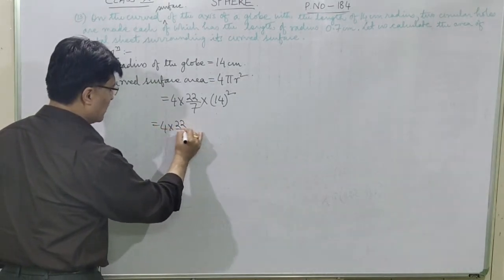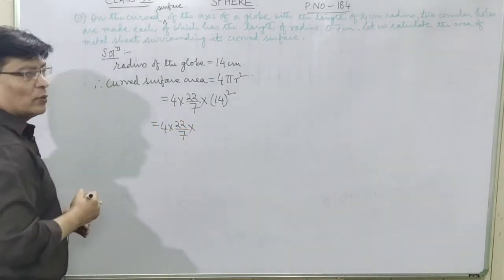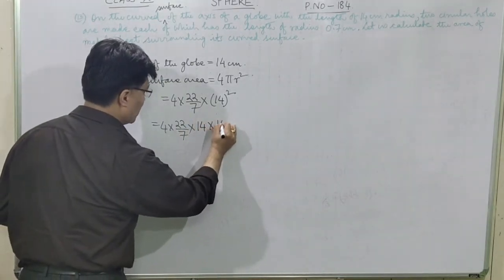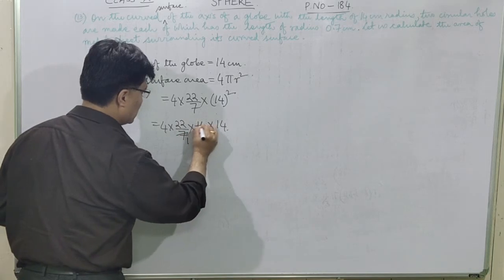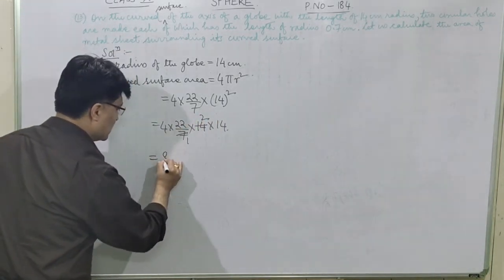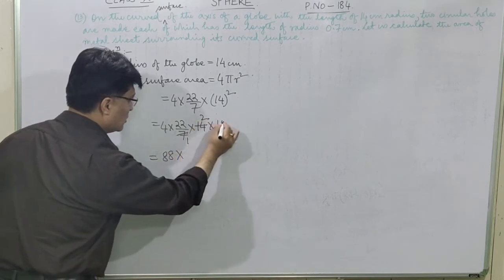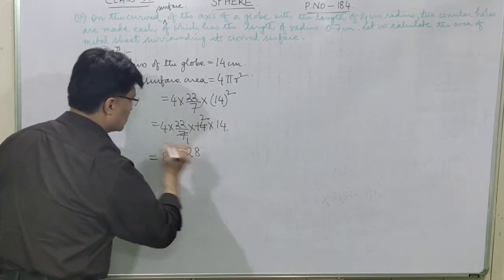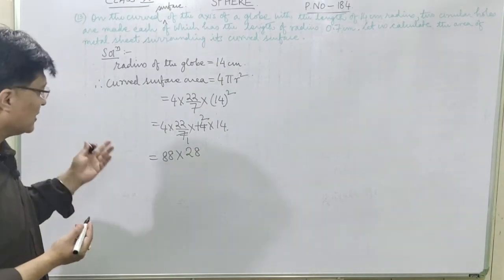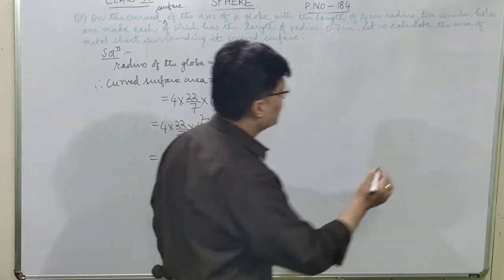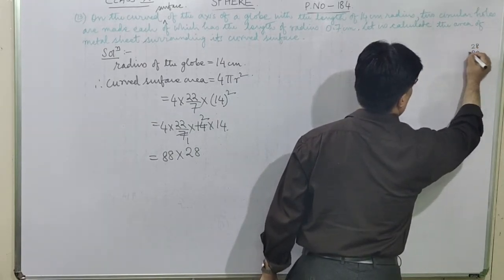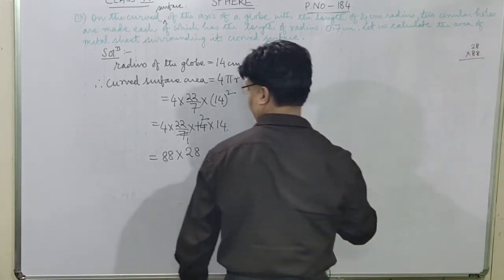4 into 22 by 7 into, what is 14 whole square? It is 14 multiplied by 14. 7 1s are 7, 7 2s are 14. You can cancel it. So 4 into 22, that is 88, into 2 into 14, that is 28, right? So let us multiply it again. That is 88 multiplied by 28.